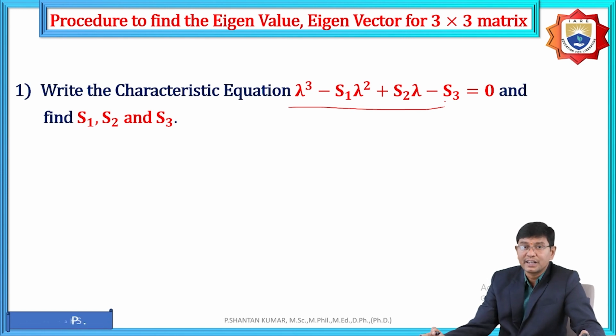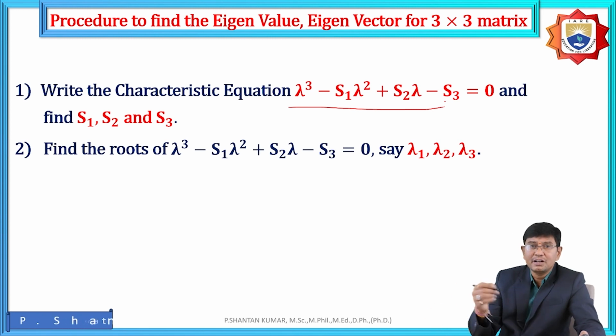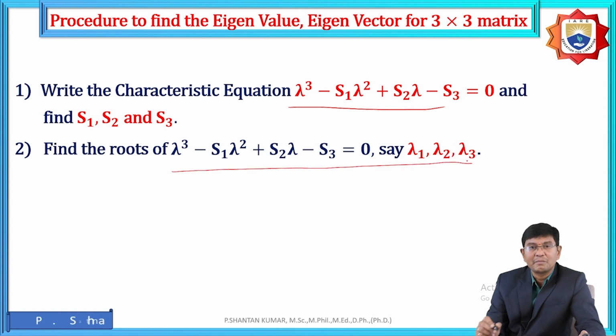And again, recall that s1 is the trace, and s2 is the sum of the minors of order two of the diagonal elements, and s3 is the determinant of the matrix. After finding s1, s2, s3, we need to replace them in the equation. And again, here we obtain the values lambda 1, lambda 2, lambda 3.